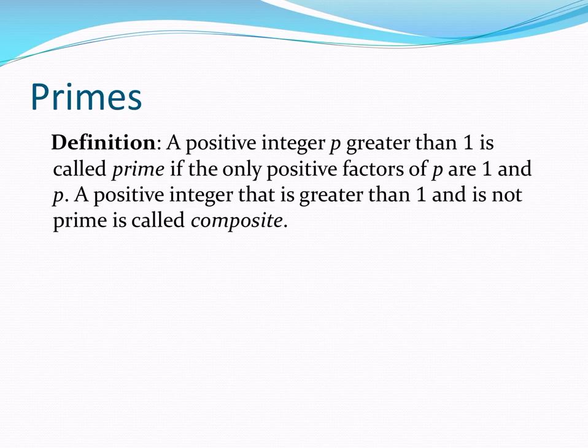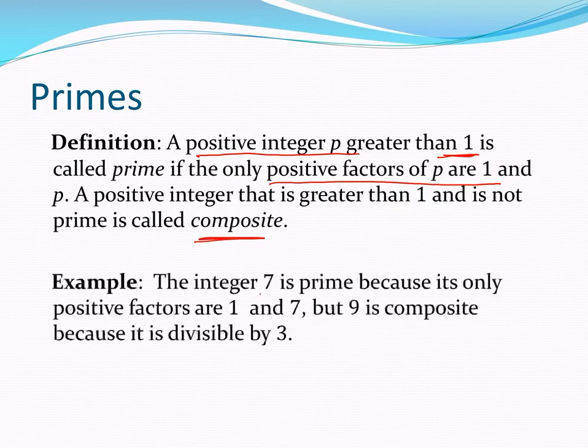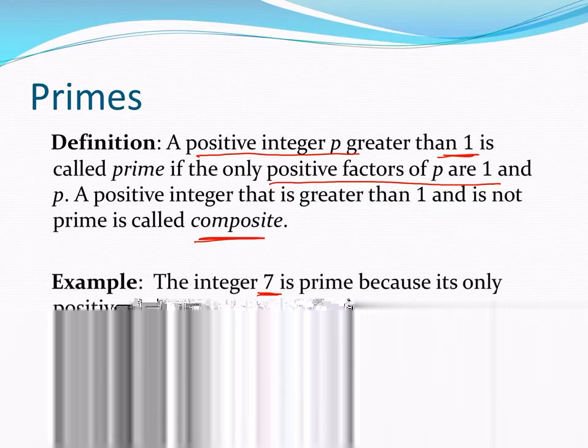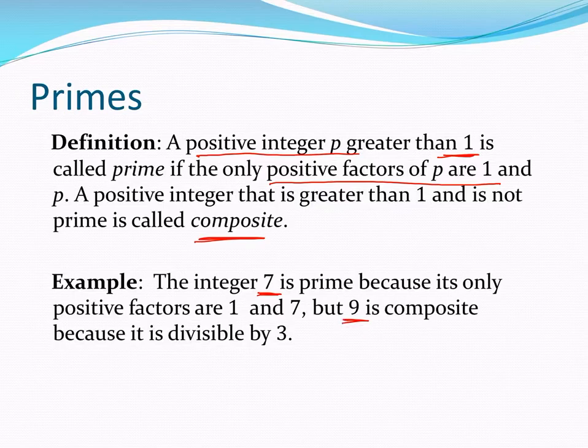A prime number is a positive integer p greater than 1, and it's prime if its only positive factors are p and 1. Any number that is not prime is called composite. The integer 7 is prime because it has no factors other than itself and 1, but 9 is composite because it has 3 as a factor.